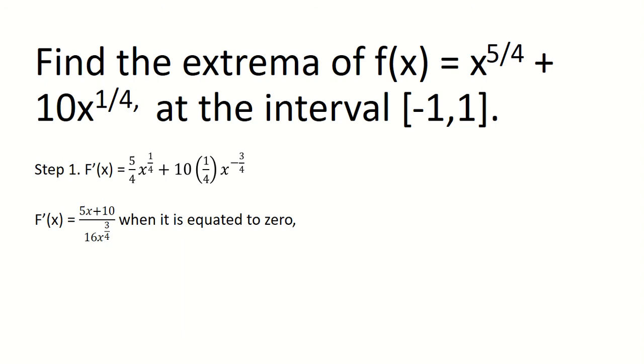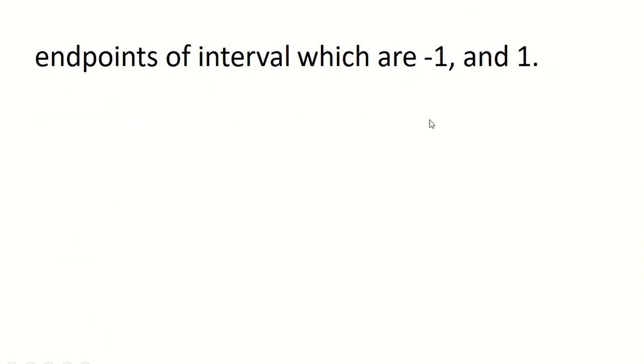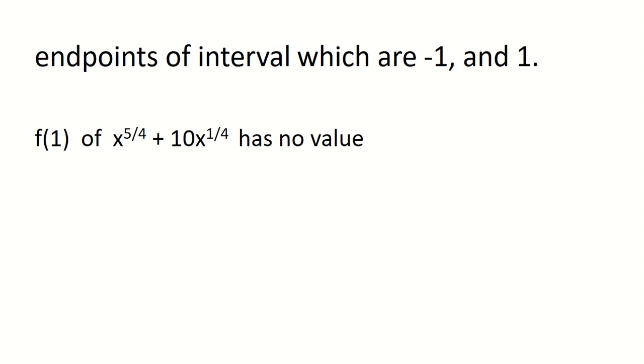When it is equated to 0, so 0 is equal to that. And then by cross product, you've got 0 is equal to 5x plus 10. Solving for x, you've got x equals negative 2. Wow! Wala po sa interval ang negative 2. It means, hindi po pwede yun. So, hindi candidate itong negative 2. So, let's try with negative 1.